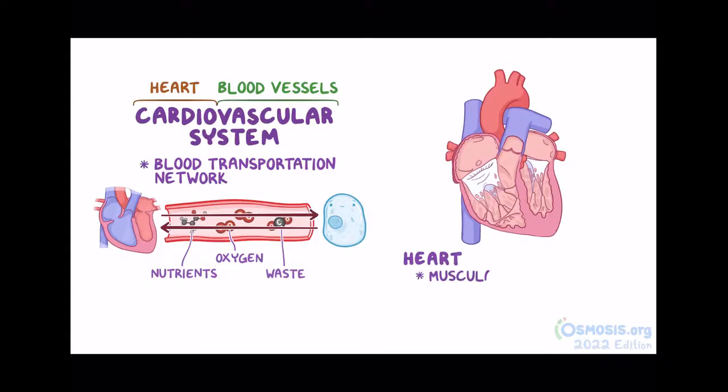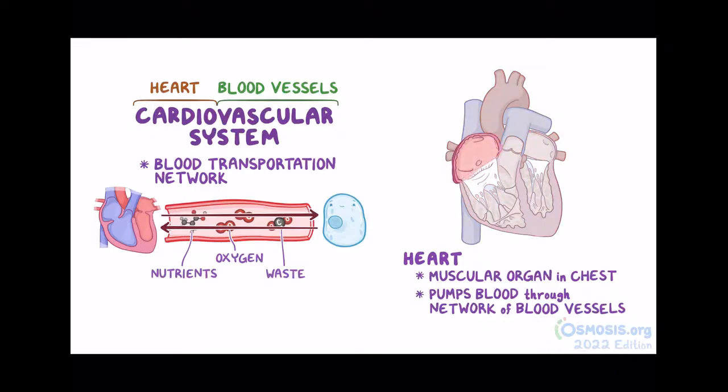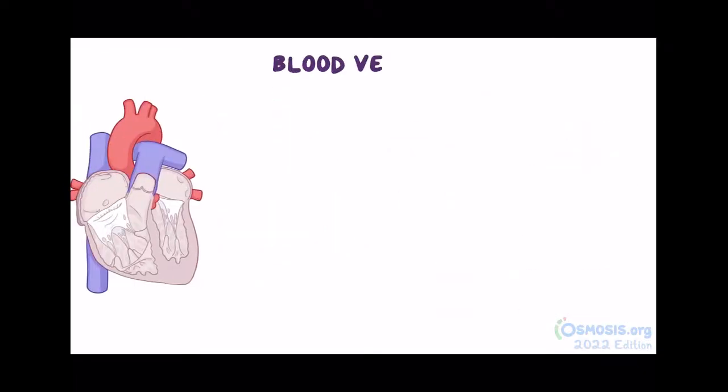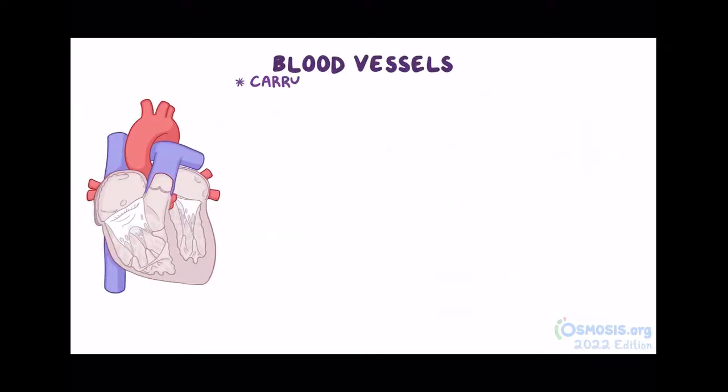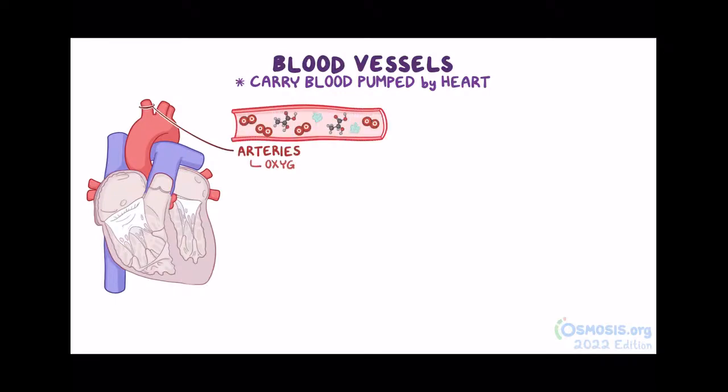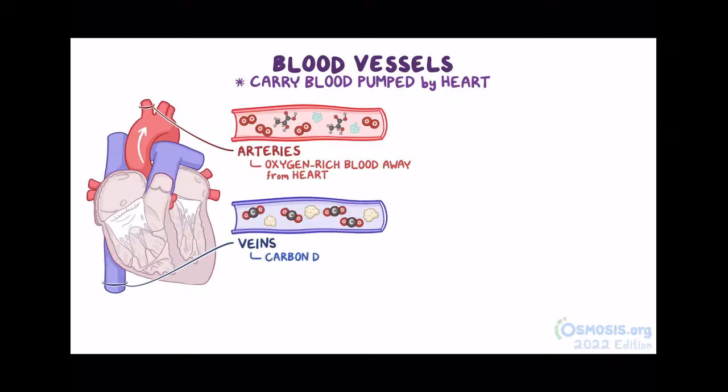The heart is a muscular organ that lies in the chest, and it pumps blood through the network of blood vessels in the body. It's composed of 4 chambers, a right and left atrium, as well as a right and left ventricle. Next are the blood vessels, which are tube-like structures that carry the blood being pumped by the heart. Arteries are the blood vessels that carry oxygen-rich blood away from the heart to supply the body with oxygen and nutrients. And veins carry carbon dioxide-rich blood and waste products from other parts of the body back into the heart.